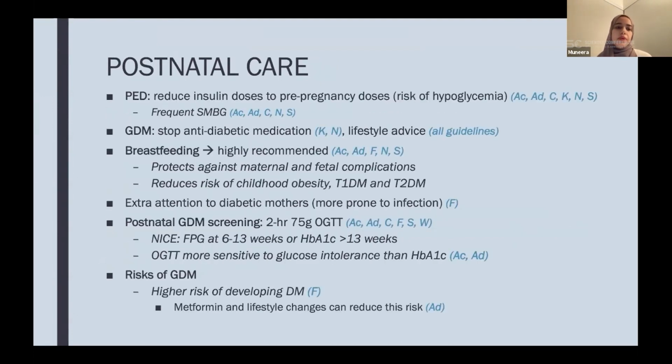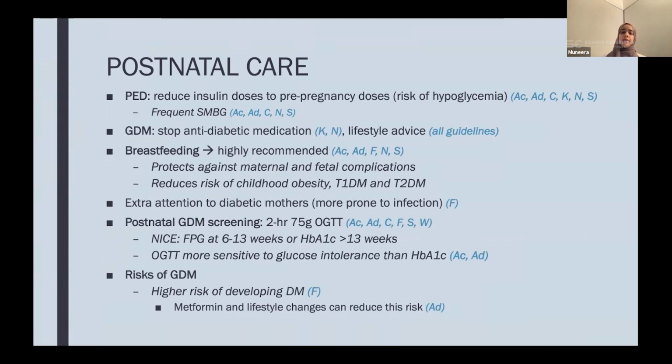Postnatally, we recommend that patients with pre-existing diabetes return to their pre-pregnancy insulin doses. Otherwise, they are at risk of hypoglycemia. So therefore, they need to monitor their blood glucose levels more frequently. For patients with GDM, we inform them to stop anti-diabetic medication, and we offer lifestyle advice.